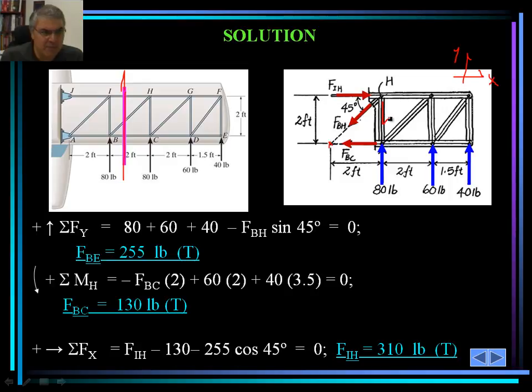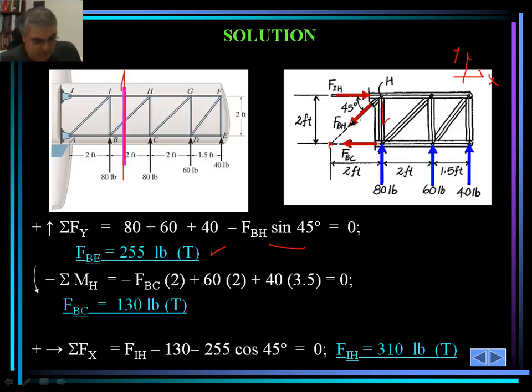X component of F sub BH. And we consider that by taking the sine of 45-degree angles. Remember, this is a 2 and 2. The sides are 2 feet each, and so this is going to be 45 degrees. And so we take the sine of that, set that to 0, and then it turned out to be that F sub BE is 255 pounds in tension.